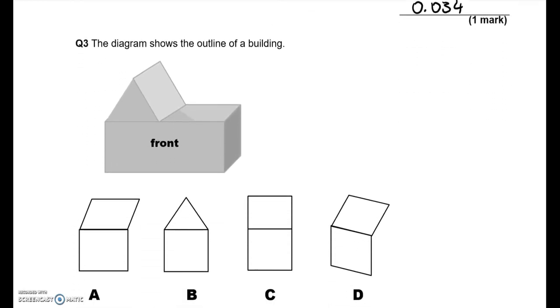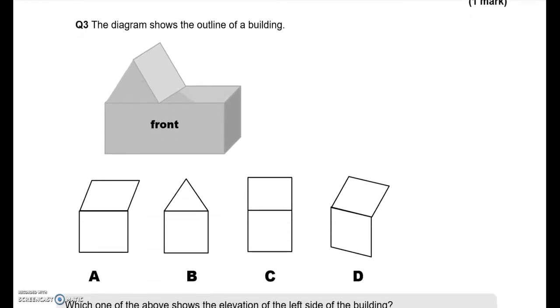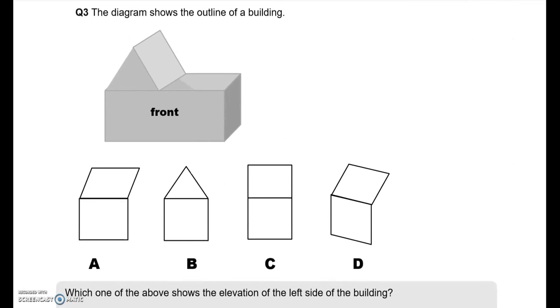The diagram shows the outline of a building. We've got the front. Which one of the above shows the elevation of the left side of the building? So the left side would be looking at this in this direction from this side, and that would be option C.